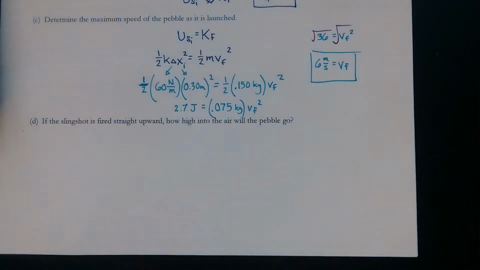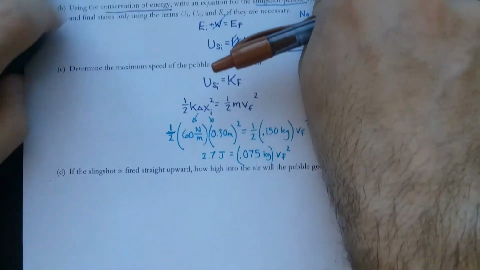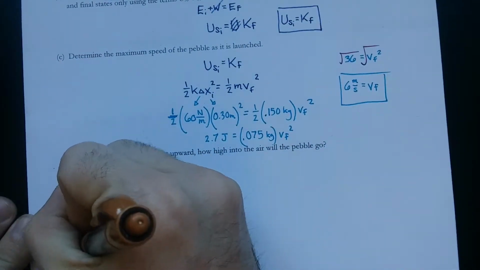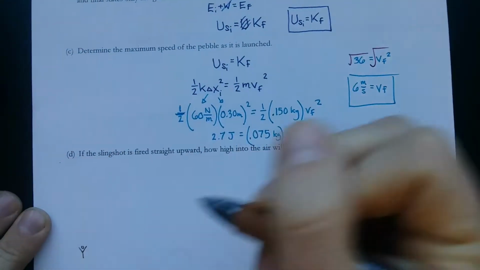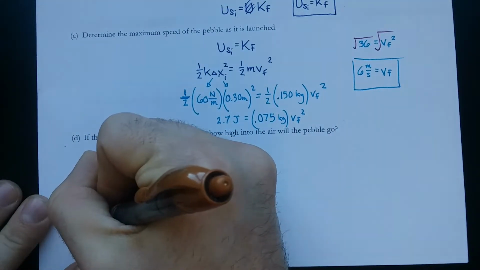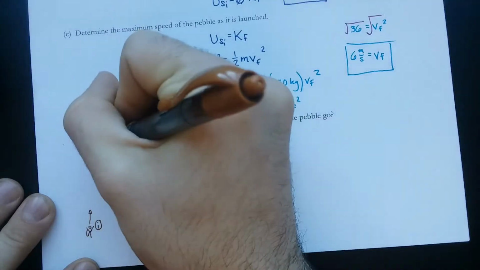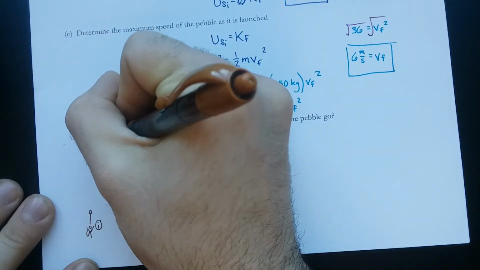And then if the sling were fired straight upward, how high into the air would the pebble go? And this is great because it puts a little spin on this problem. It says, now this is not happening, being fired straight to the right. Now the slingshot is being fired straight up into the air. And that's my little slingshot, and that's my sling, and then it's going that way, and then going that way. And I could say, this is my initial, and this is my final.